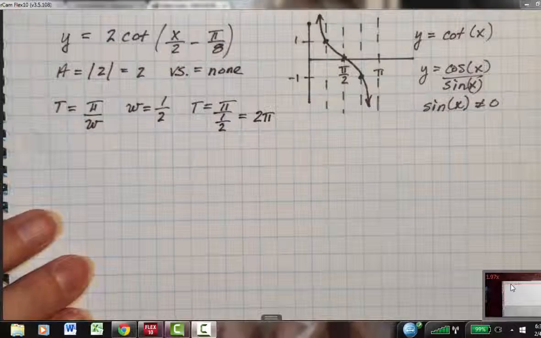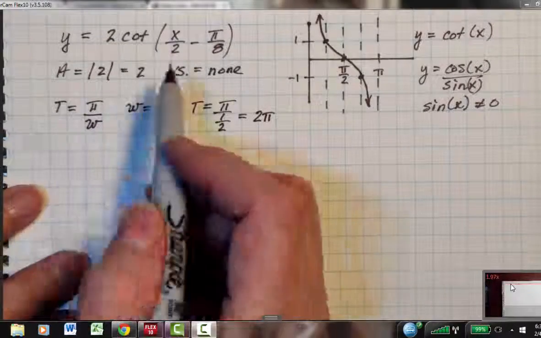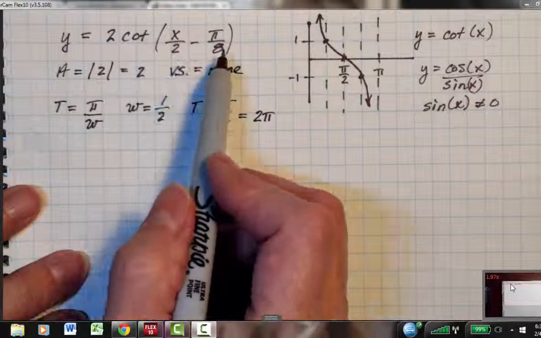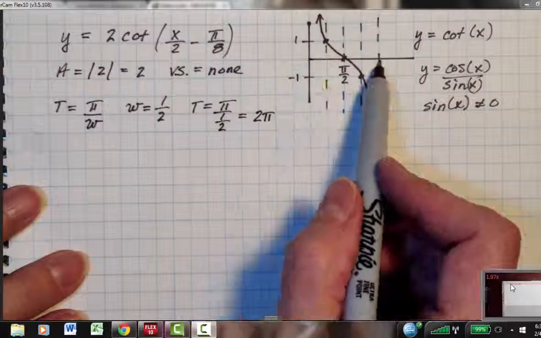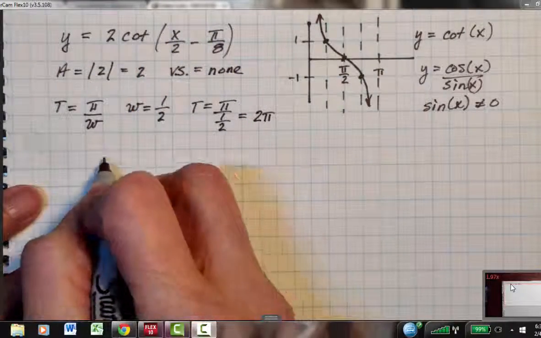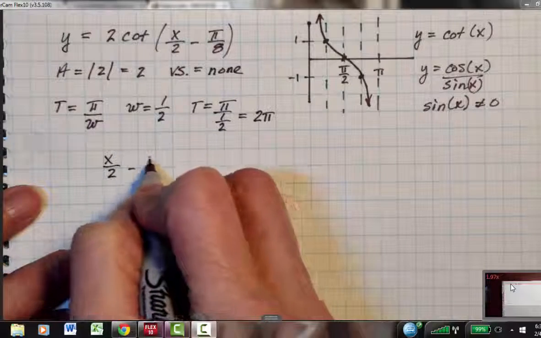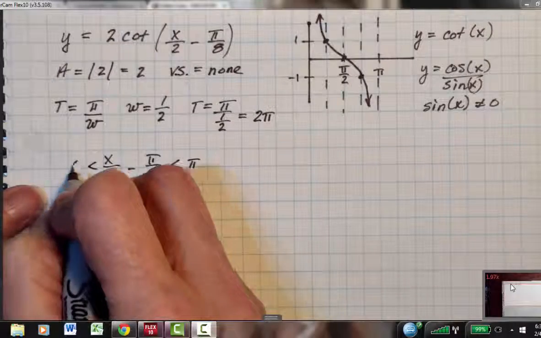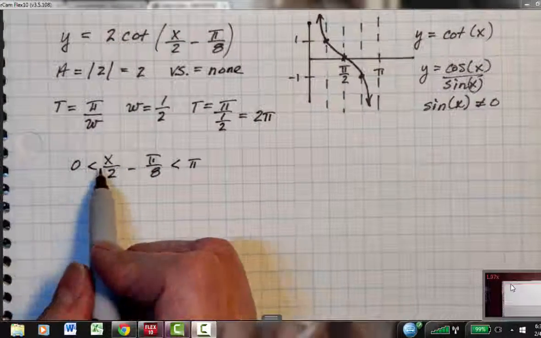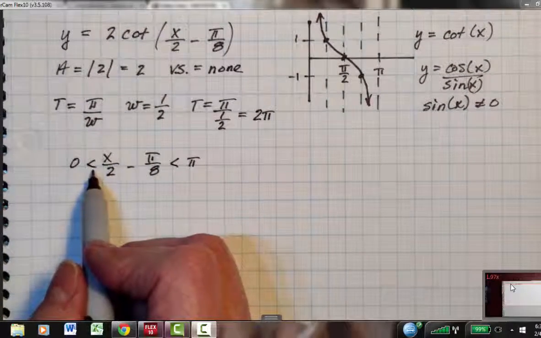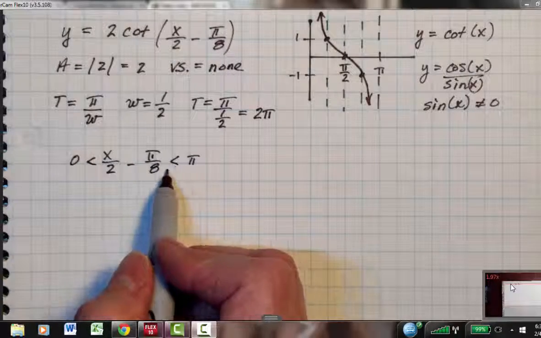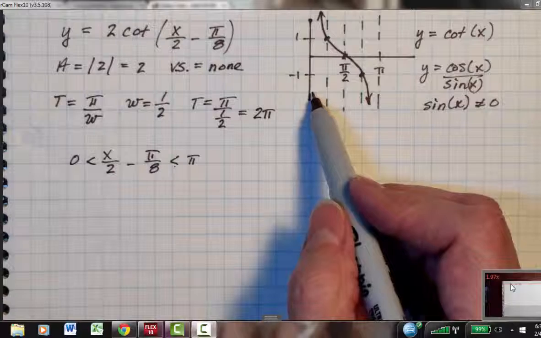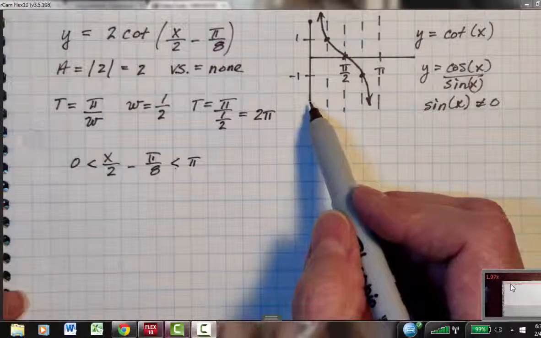Then the next thing I need to figure out is my phase shift, and I'm going to take the expression that's inside of the parentheses and I'm going to put it between my normal period, which would be 0 to pi. So I'm going to take x over 2 minus pi over 8, and I'm going to set it between 0 and pi. And notice that I'm just making it greater than 0 and less than pi. I don't have that equal to sign. It can't be equal to these values because we have asymptotes and the function would be undefined at those points.